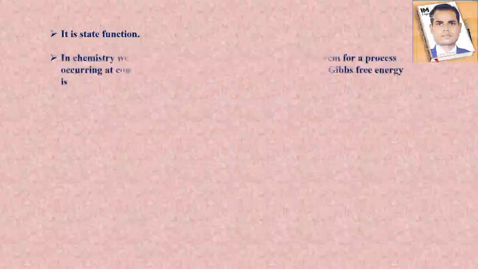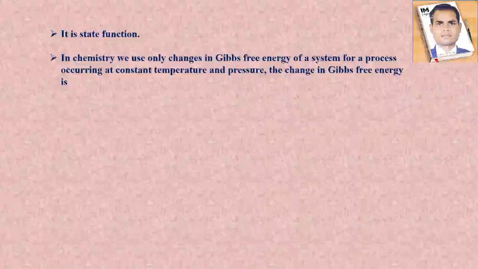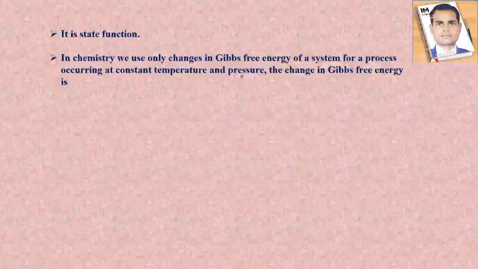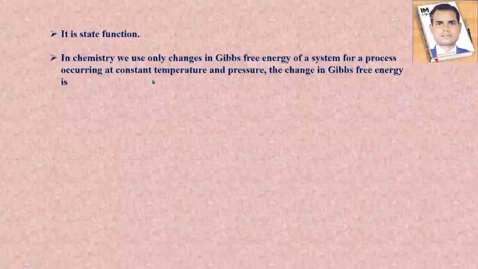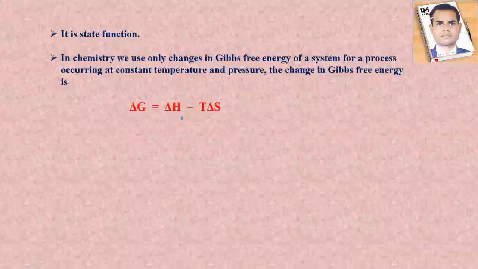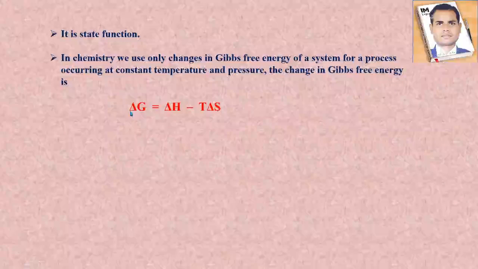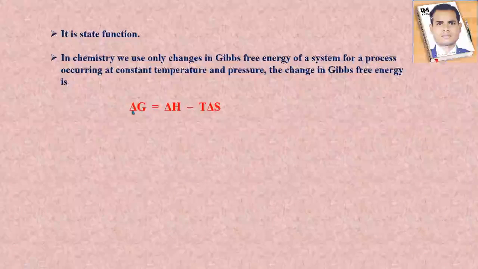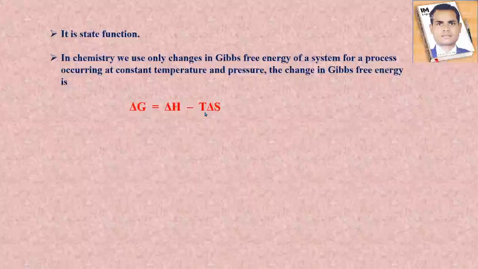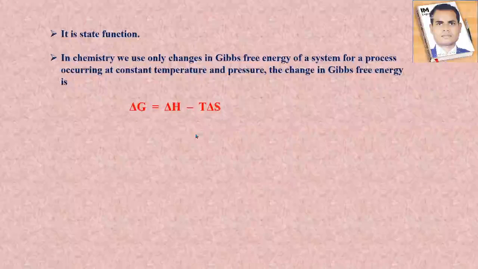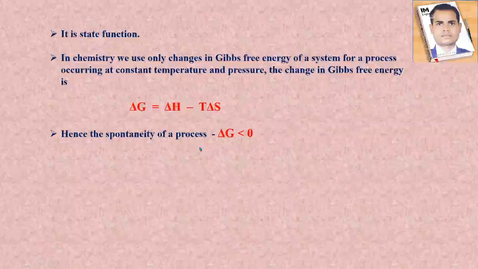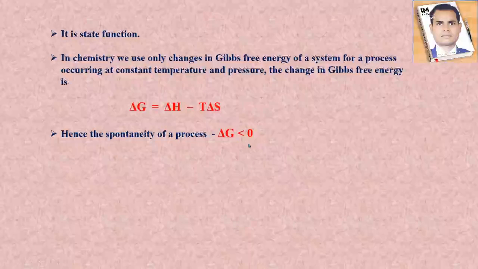Gibbs free energy is a state function, and in this case we look at changes in the Gibbs free energy of a system for processes occurring at constant temperature and pressure. The change in Gibbs free energy is like this: delta shows that something is changing there. Change in Gibbs free energy is equal to change in enthalpy minus T times change in entropy. So in this way we should know that it will be a spontaneous process when the change in Gibbs free energy is less than 0.